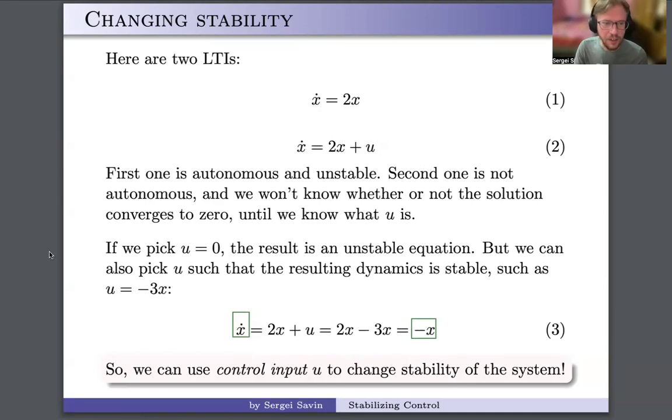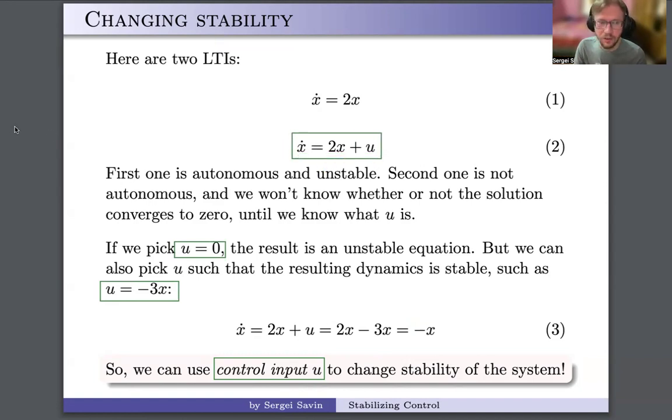So we can use control input u to change the stability of the system, right? This choice makes it unstable. This choice makes it stable. And in fact, before we choose what control is, it makes very little sense to discuss stability of the system. In this case, it makes sense to discuss stability of this part of the system if we ignore u. We could do it. But it does not make sense to discuss stability of the overall system until we choose what u is. That is an important part.